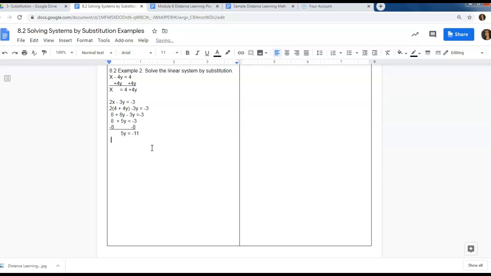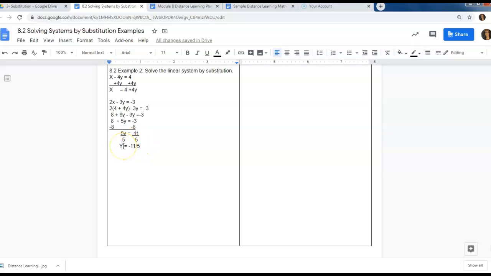Oh, and then I've got to get the y alone. So the y is being multiplied by 5. So I've got to divide by 5. So whatever I do to one side, I've got to do to the other side. So I'm dividing both sides by 5. And remember, division requires a fraction bar in there. So 5 divided by 5 is 1 times y is y. So now I'm just going to have y is equal to negative 11 fifths. So I just leave it as a fraction, negative 11 fifths.